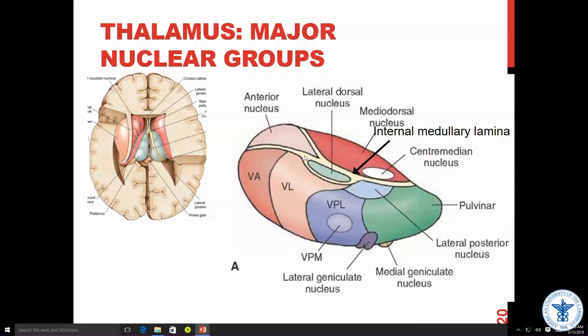Okay. This one here is actually called internal medullary lamina. This is a Y-shaped sort of structure which goes through the thalamic nuclei. And inside the internal medullary lamina, we have nuclei as well. Now, these nuclei inside the internal medullary lamina keep arousal. They've got connections with reticular formation.